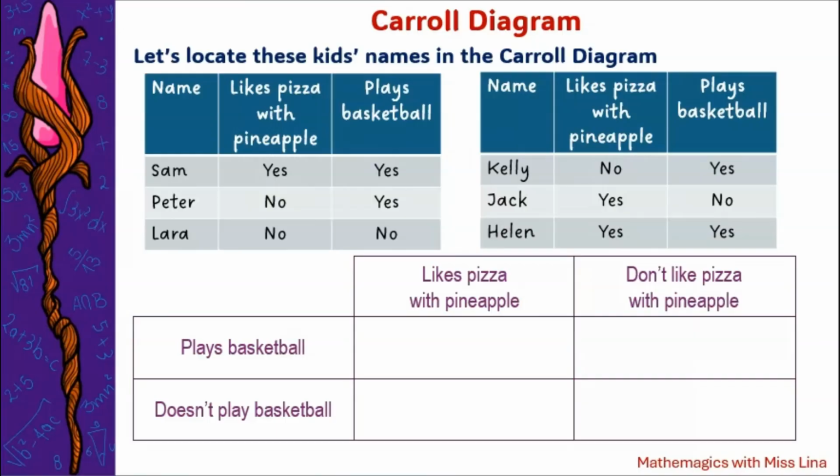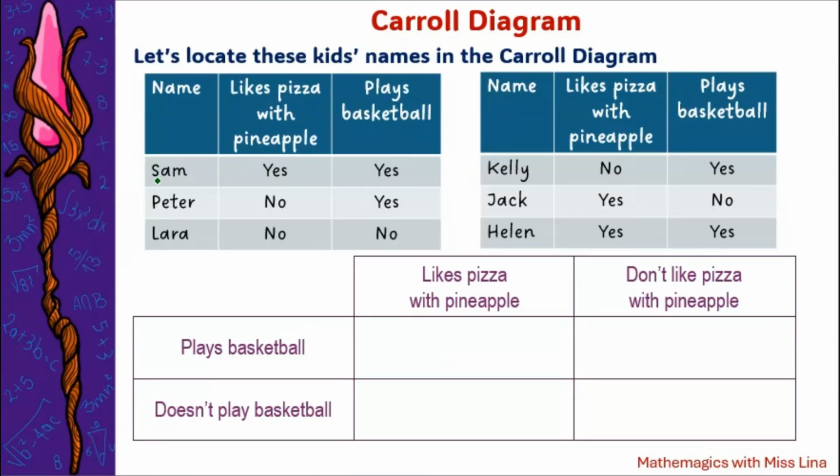I propose this exercise for you guys. You have some information about 6 kids, if they like pizza with pineapple or not, and if they play basketball or not. Use the information given in these tables to put the names of the kids in the Carroll diagram. You can pause the video now and come back and check the solution.